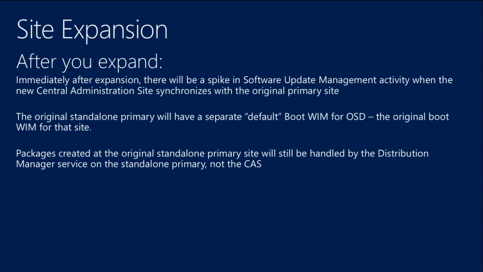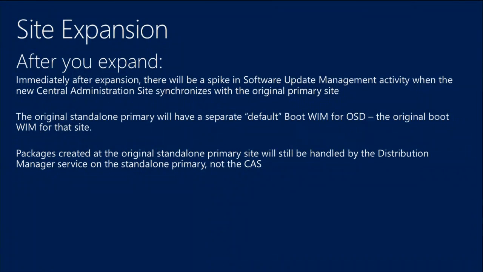And then any packages that you've already created, and not just packages, whether they're packages and programs, applications, software update packages, images, and so on, any of those things you already had down at the original primary site, when you do this expansion process, those objects will replicate up, the metadata objects will replicate up to the CAS, but the owning site is still the child primary site. Which means if you go up to the CAS and you make a change to that package, that content, that change is going to replicate down to the primary site. It's going to go out there and update the distribution points and so on, not the CAS.